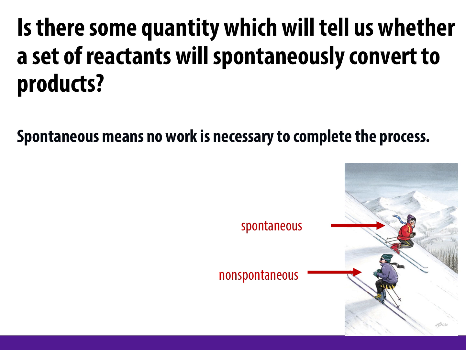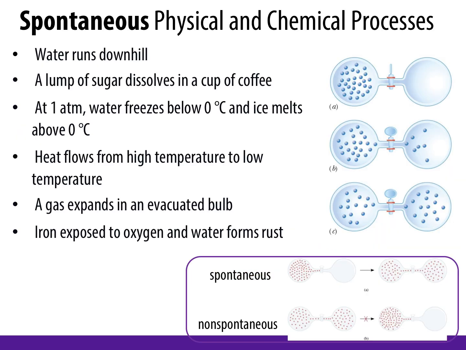So some terminology first, the idea of a spontaneous process. Spontaneous is a process that happens on its own without needing to put work in. So skiing downhill here, spontaneous process, you are able to move downhill without putting any work in. Going uphill, there needs to be the input of energy as work to go up against that slope. So here are some examples of spontaneous processes. Sugar dissolving in coffee is spontaneous. We didn't need to do any external work to make that happen.